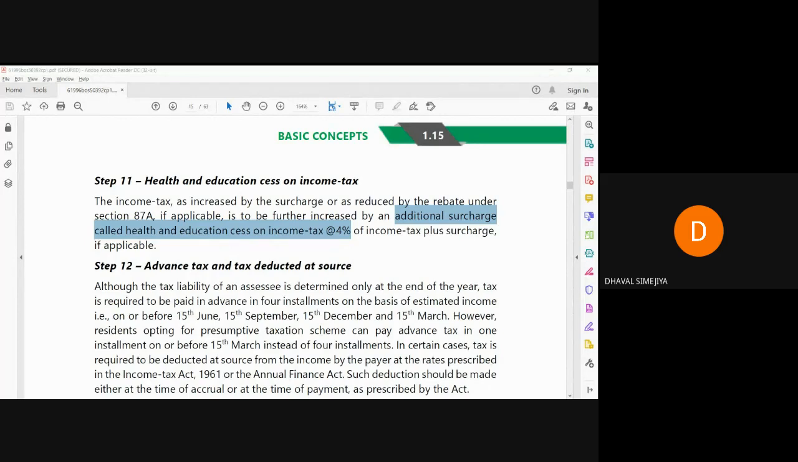Clear? Is it clear, class? Which part should I repeat, Srina? Rebate, surcharge, step number 11. Okay. Health and education cess. Now, let me again share that Excel sheet, so it will be more clear.